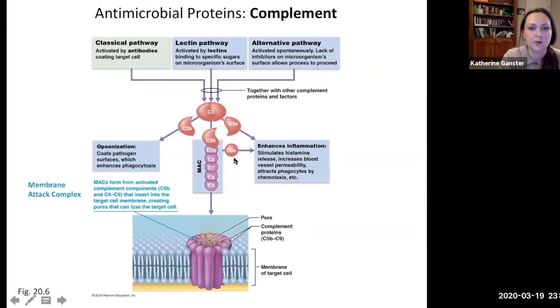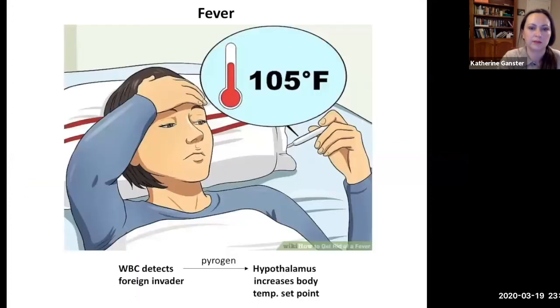And so this complement protein, which is all these multiple proteins here that start with C, as well as this MAC, membrane attack complex, can end up lysing cells by jamming this complex into the membrane of the cell that they want to target. So another antimicrobial protein there.